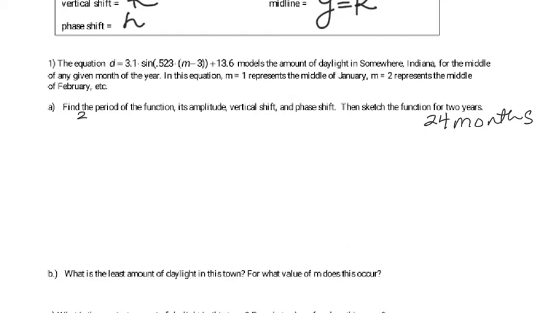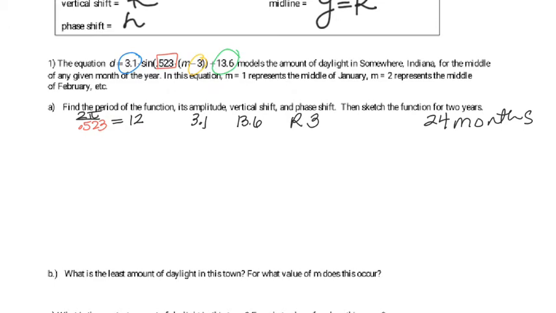So period is 2 pi over this number here, so 0.523. And if you do this in a calculator, you're going to get 12 or something close to 12. And 12 should make sense because there are 12 months in a year, and we're talking about January, February, March, all the months in a year. So the period is 12. The amplitude is 3.1. I got that from right here. The vertical shift is here, plus 13.6. And the phase shift is, I'm running out of colors, this right here, we moved right 3.